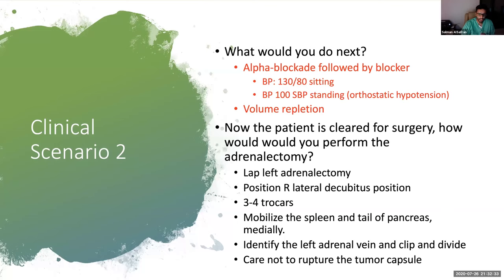The way is you're going to mobilize the spleen and the tail of the pancreas medially. To do so, sometimes you have to take the splenic flexure, divide all the splenic ligaments, and then get into the cleavage between the kidney and the tail of the pancreas, okay? Doing so, you will identify the left adrenal vein, you clip it and you divide it, and all care should be taken not to rupture the tumor, okay?